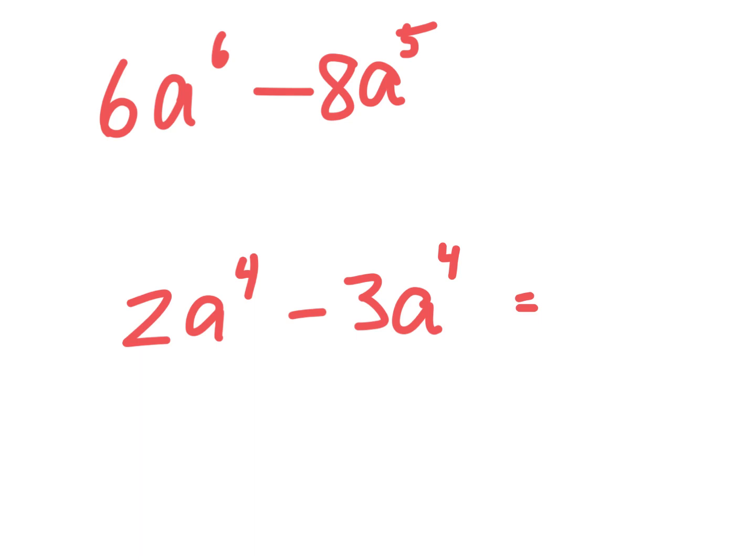Write down the answer, turn, and compare with the kid next to you. Negative 1a to the 4th, or you could have just said negative a to the 4th.